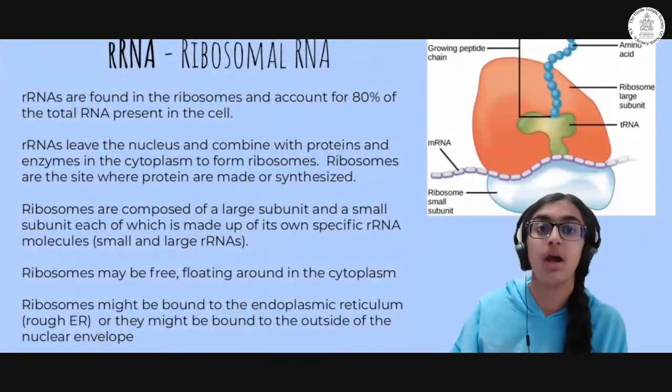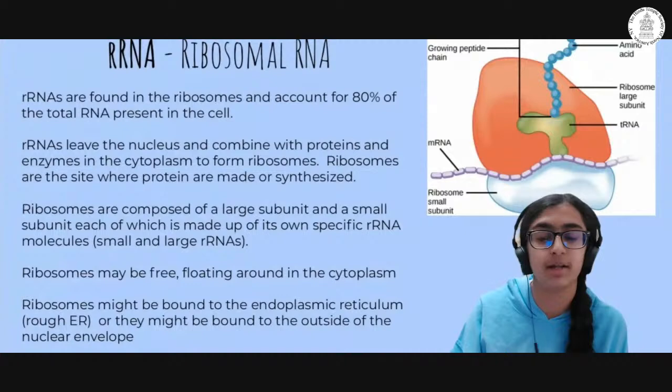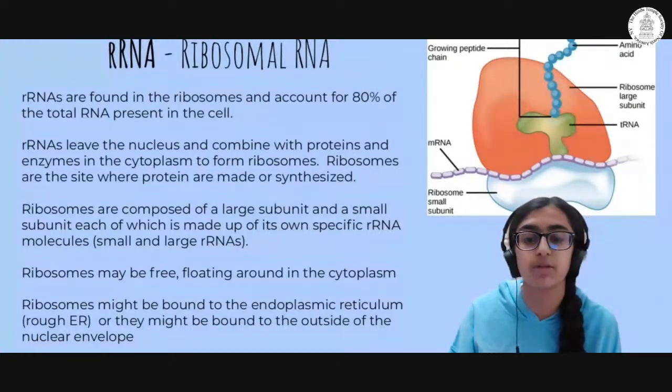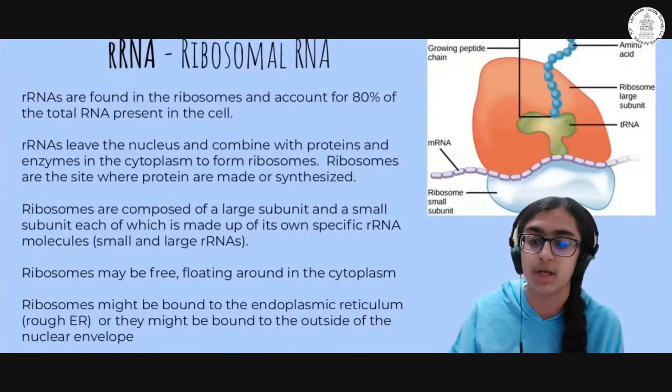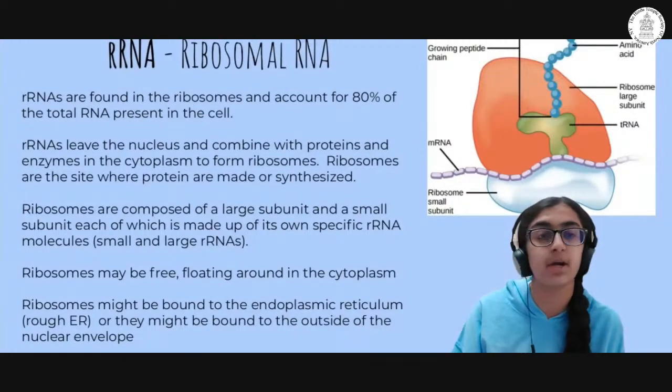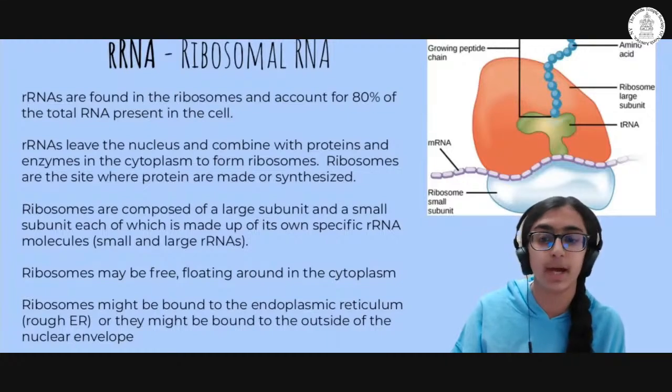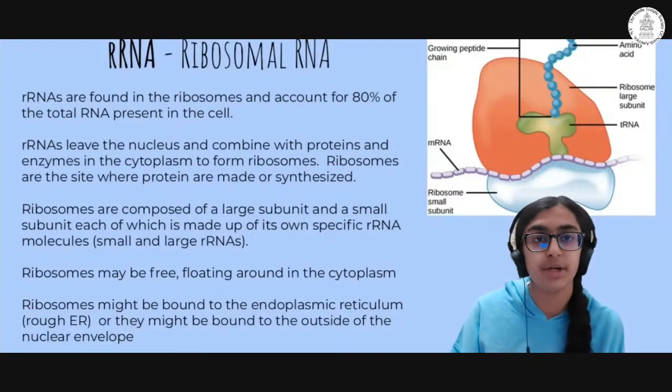Ribosomal RNAs are found in the ribosomes and account for 80% of the total RNA present in the cell. rRNAs leave the nucleus and combine with proteins and enzymes in the cytoplasm to form ribosomes. Ribosomes are the site where proteins are made or synthesized. Ribosomes are composed of a large subunit and a small subunit, each of which is made up of its own specific rRNA molecules. Ribosomes may be free, floating around in the cytoplasm, or might be bound to the endoplasmic reticulum. They also might be bound to the outside of the nuclear envelope.